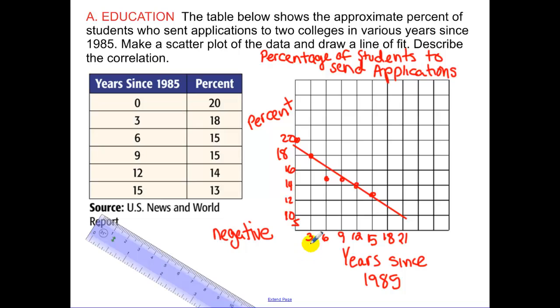Now we need to decide whether it's strong or not. Looks like a lot of those points are fairly close to being on our line. So I would say it is a strong negative correlation. And that's our description.